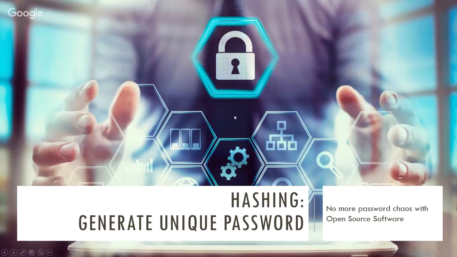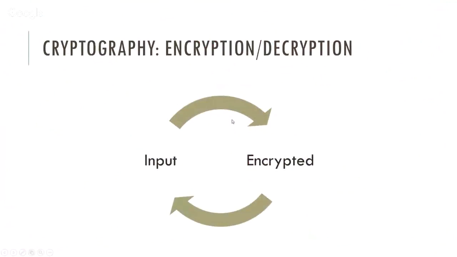A little theory: what is hashing all about? Well, we already learned what cryptography is. We basically take our text input, pass it through some algorithm, and get encrypted information. And if we're using public key cryptography, we can actually decrypt it back and read it again, right?